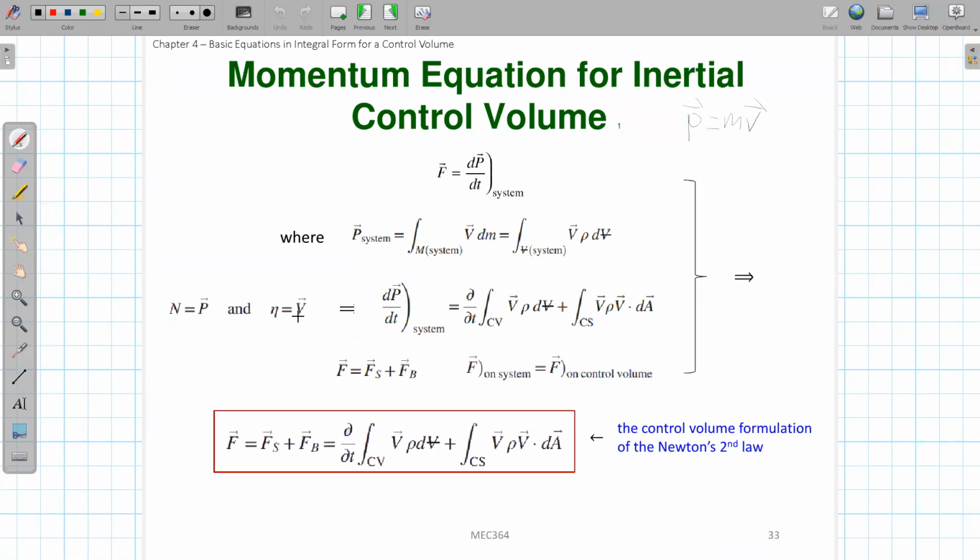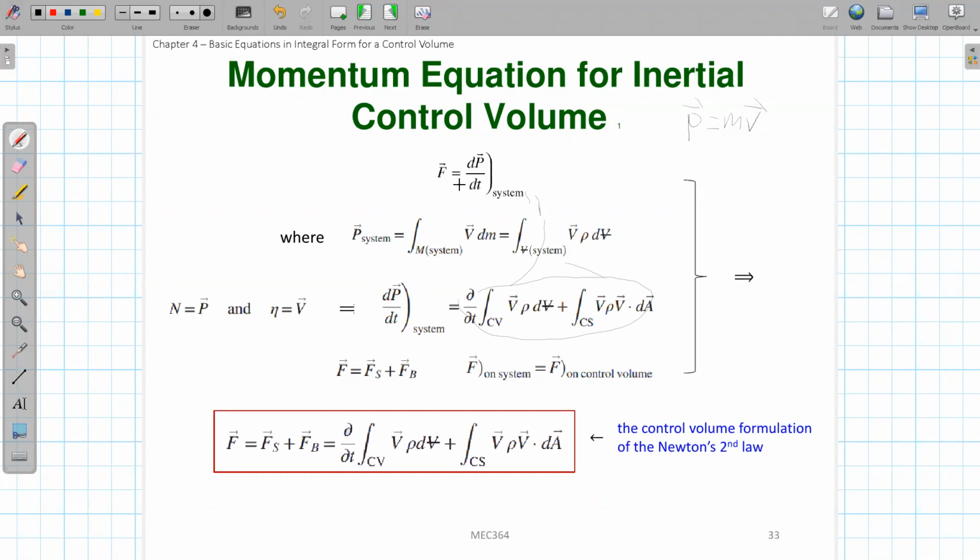Using that correlation between the derivative in the system and the derivative in the control volume, we can quickly get this one. We just replace P with N and the velocity vector with eta, so we get this correlation here. Then you can simply substitute the right hand side into this equation, because we know that this is equal to this one. So we can immediately get what Newton's second law will be in a control volume.